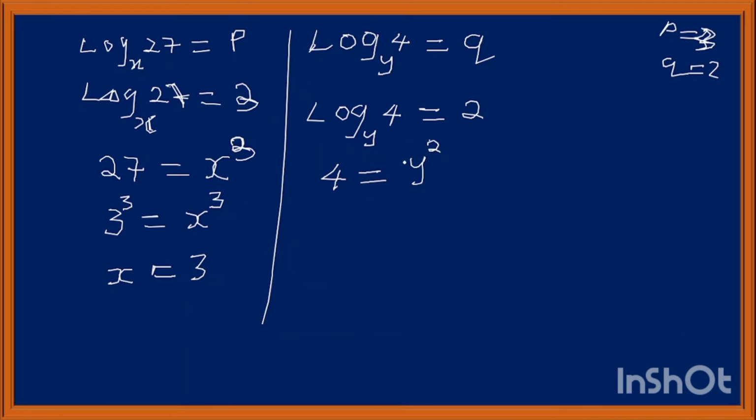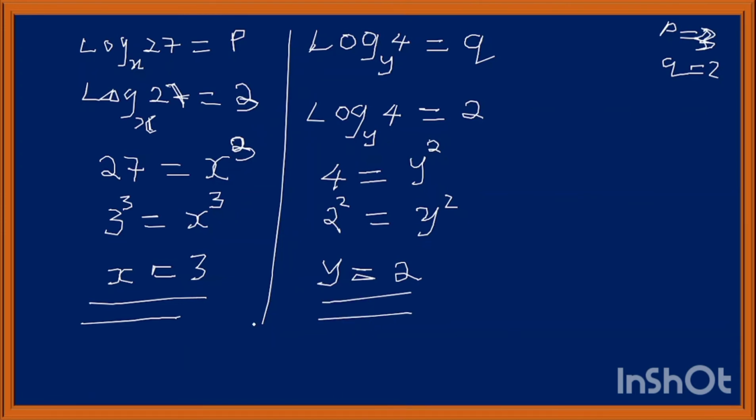So what number raised to the power 2 will give me 4? This is the same thing as saying 2 to the power of 2, and this is the same thing as saying y to the power of 2. As you can see, the bases are the same. So y is equal to 2. Very simple. We have that x is equal to 2, and y is equal to 3. So let's go to the next question.